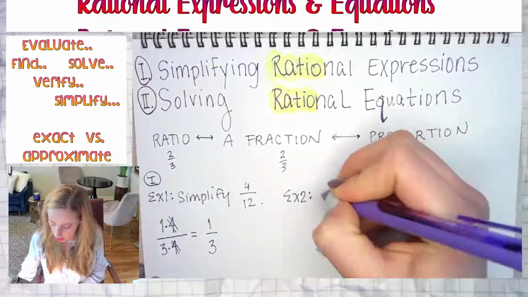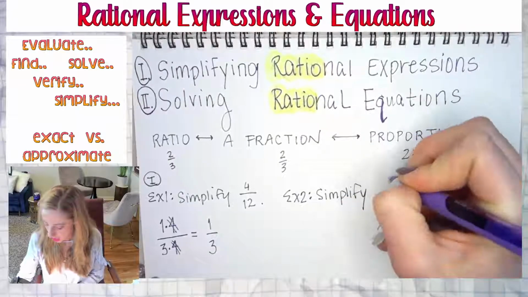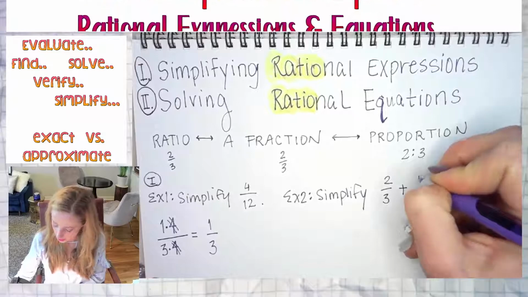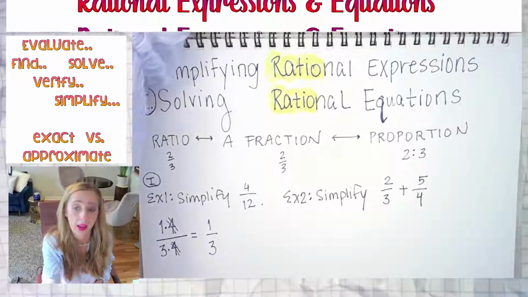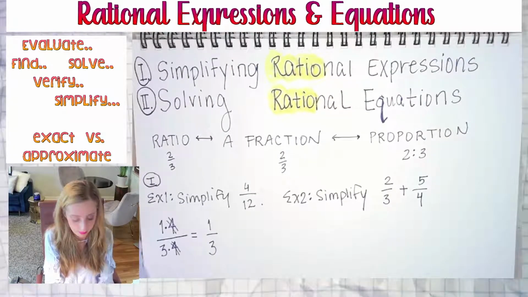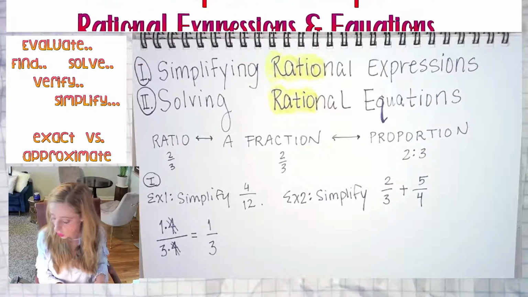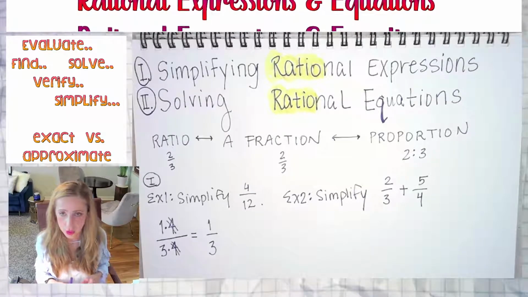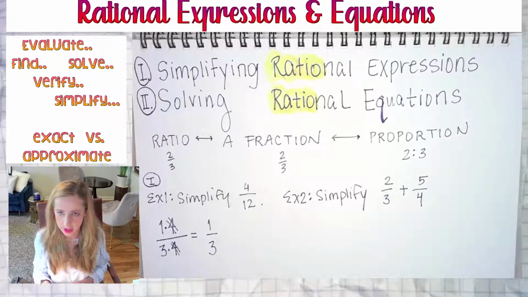So example 2, if I said simplify something like 2 over 3 plus 5 over 4. What if I asked you to simplify something like that? Even if you don't know exactly what the answer would be or precisely what to do, can you help me get started? Simplify those two things together. There's a plus sign in the middle. You could just go right ahead and shout out. Go ahead.